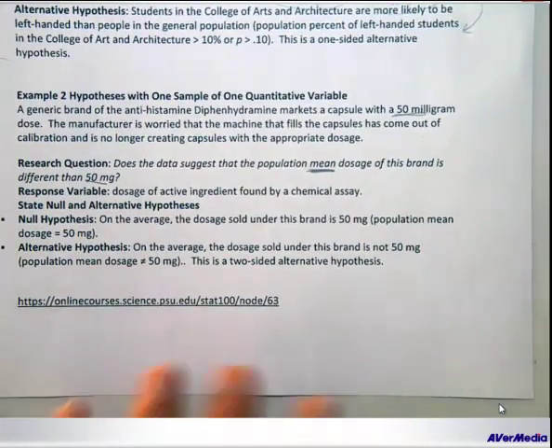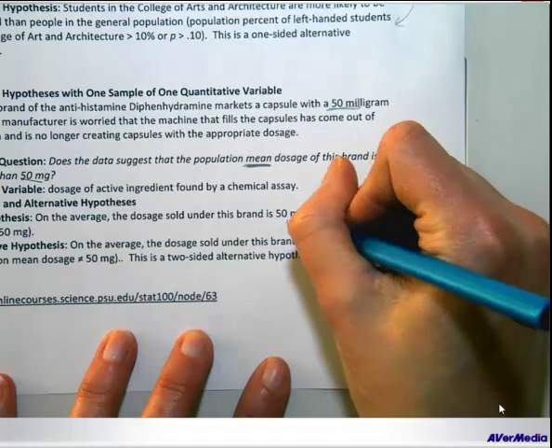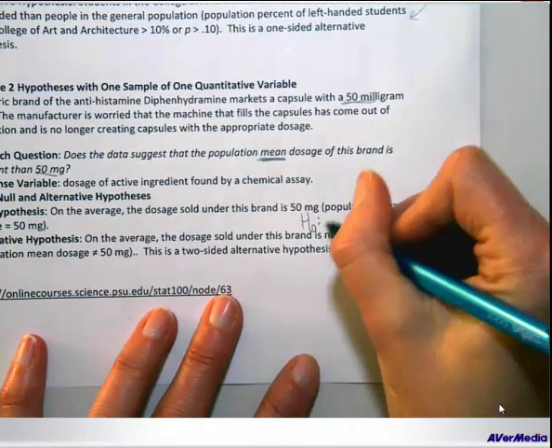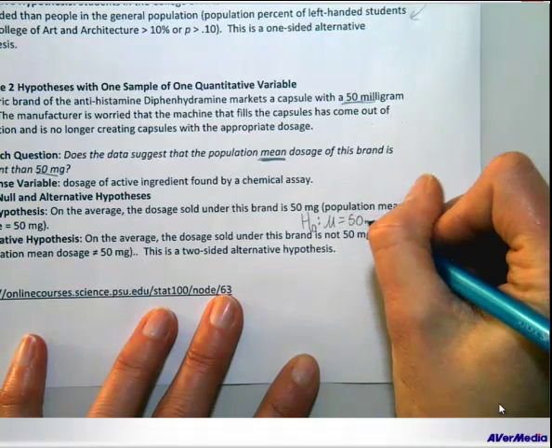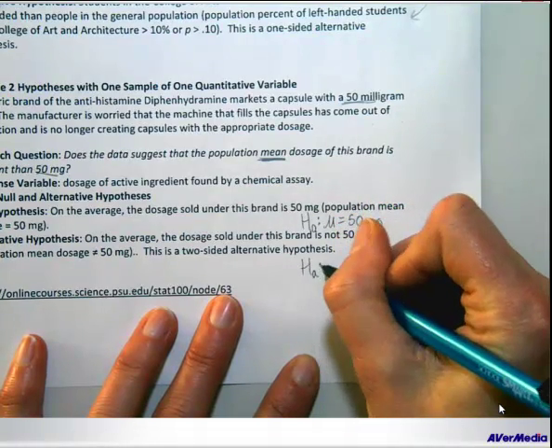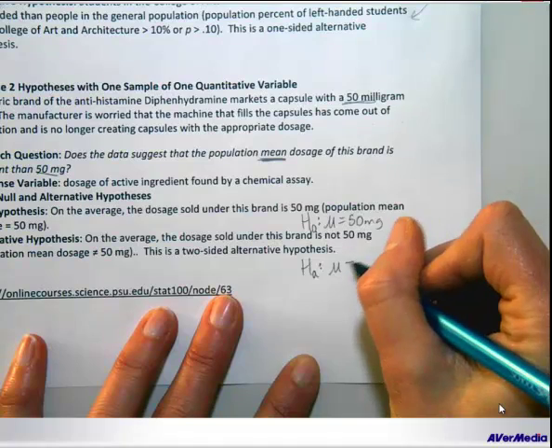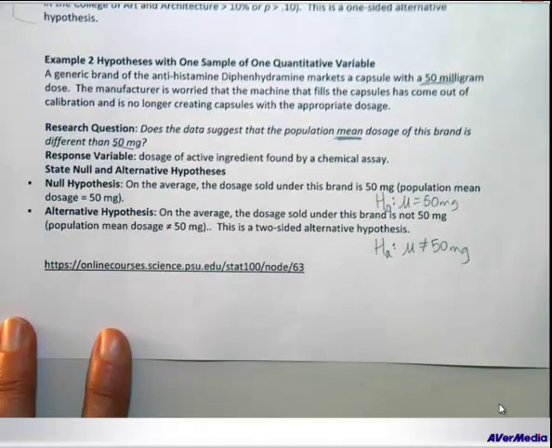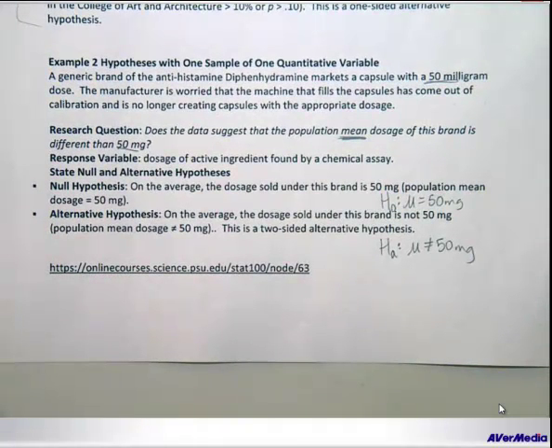And so our null, H naught, mu or P? Mu. The mean is equal to 50 milligrams. Or H alternative, mu is not equal to 50 milligrams. Because they only said it came out of calibration. They didn't say if it was less or more. And so it's just a statement of difference.